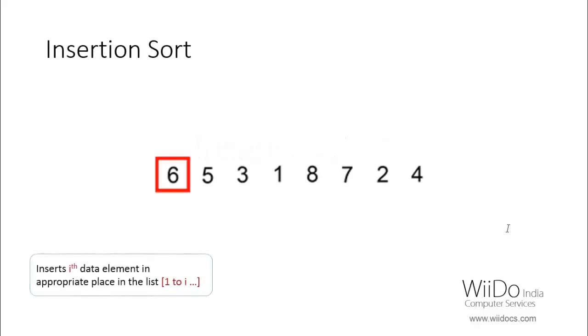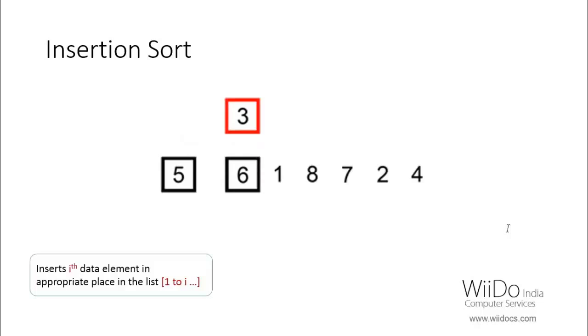These are the data elements which are to be sorted. First, 5 will be compared with 6. As it is smaller, it will be swapped with 6. And then 3 will be compared with all the previous elements, that is 6 and 5. It is smaller than both of those, so it will enter its appropriate place.